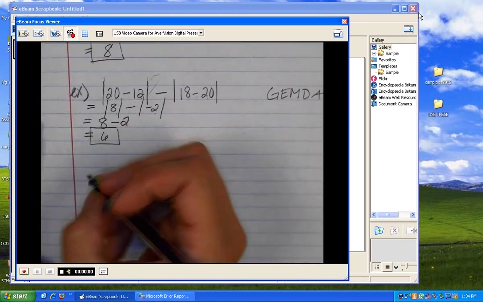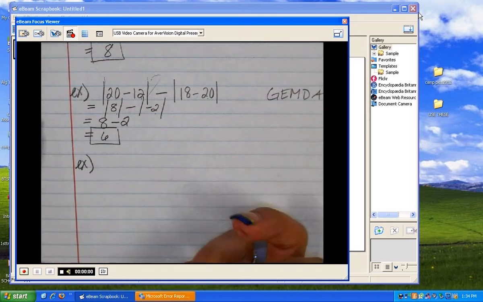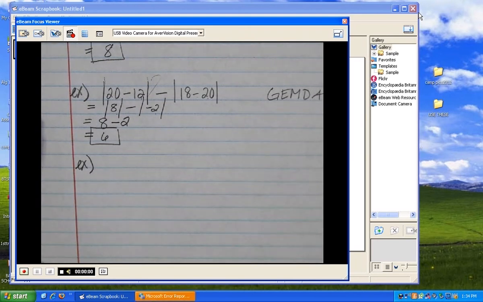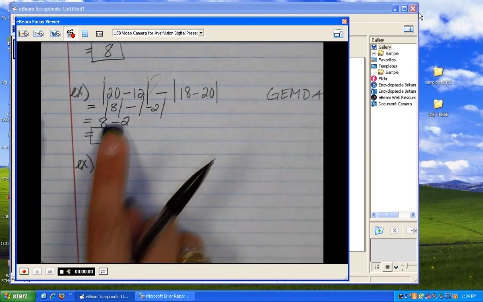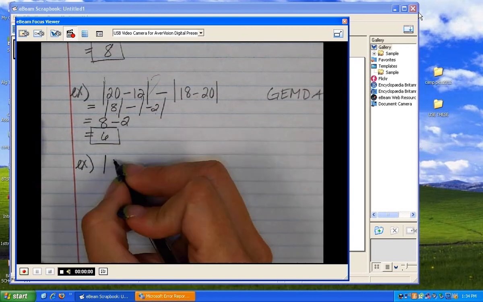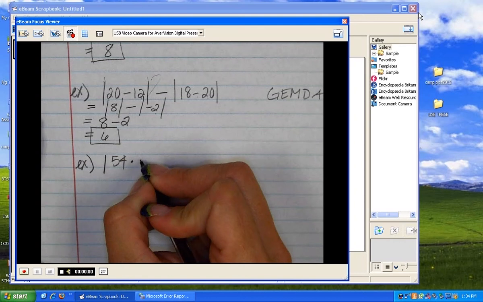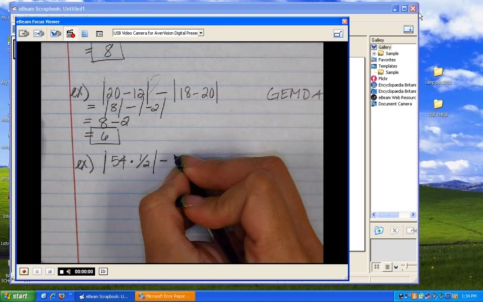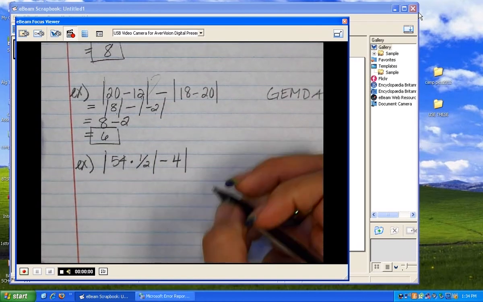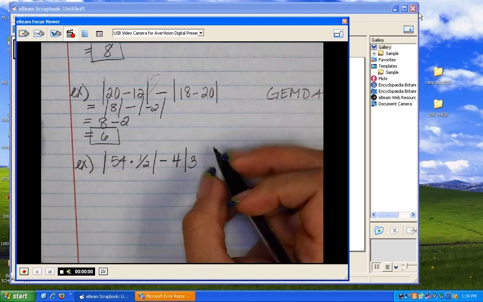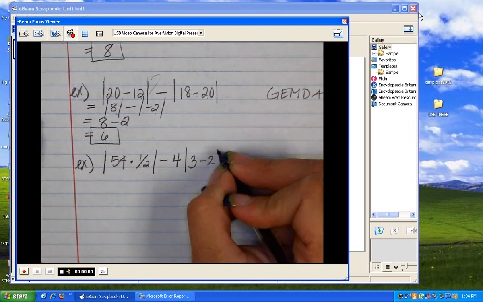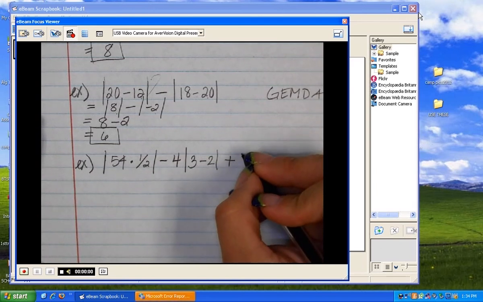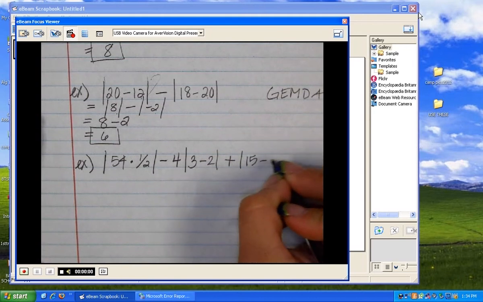I'm going to show you one more. It works the same way with multiplication, division. However these absolute value signs show up in your problem, you have to do what's on the inside of them before you can take their value out. So we might have the absolute value of 54 times 1/2, minus 4 times the absolute value of 3 minus 2, plus the absolute value of 15 minus 90.